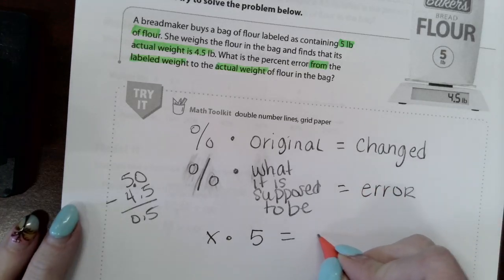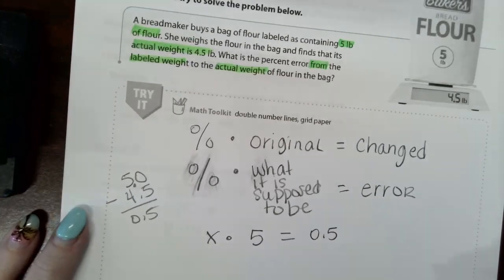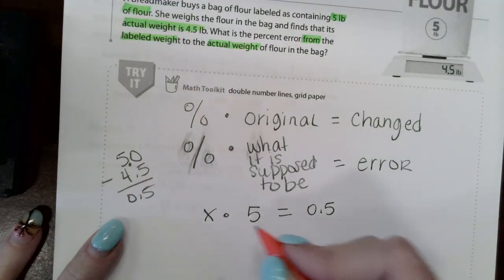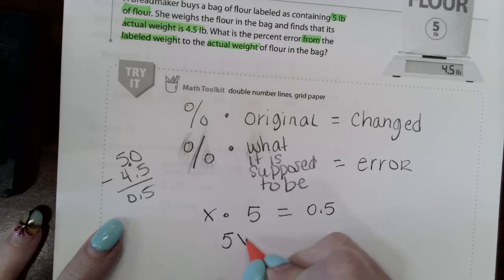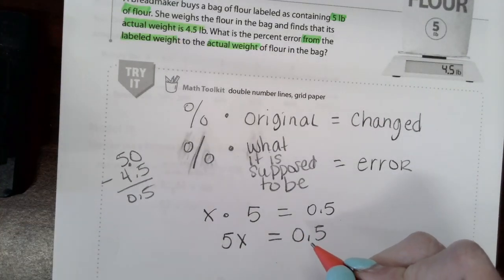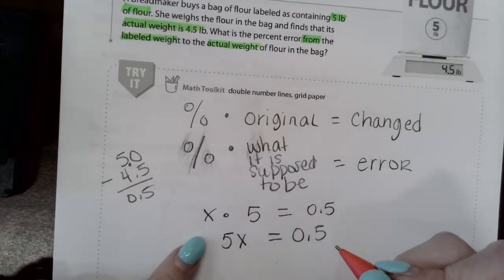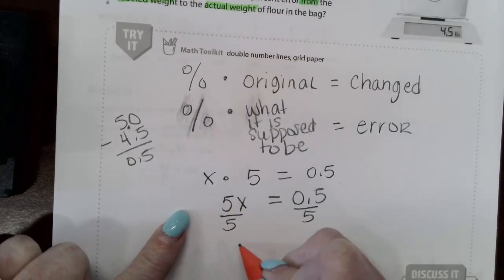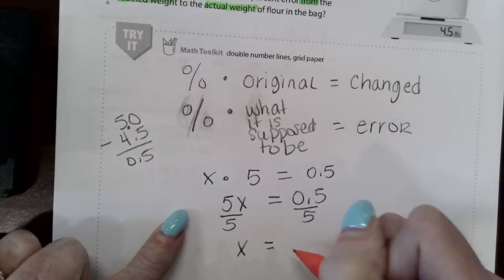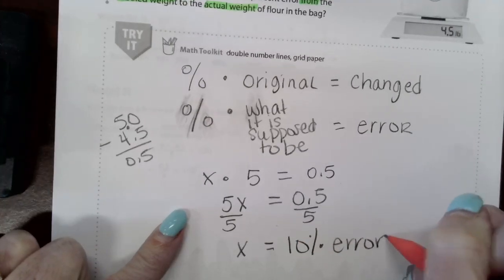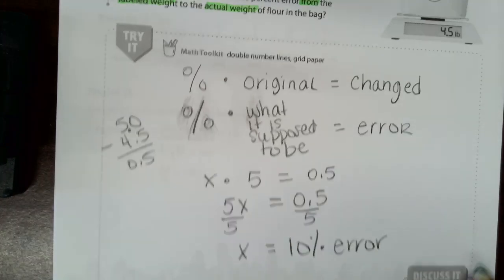So I'm going to write that as 0.5. Now, we talked yesterday about how I don't like seeing that in that way. So I'm going to rewrite this as 5x equals 0.5, 5/10. Now, to solve this equation, I need to divide both sides by 5. And it's going to give me x equals 10%. So they made a 10% error on how much flour they put in that bag.